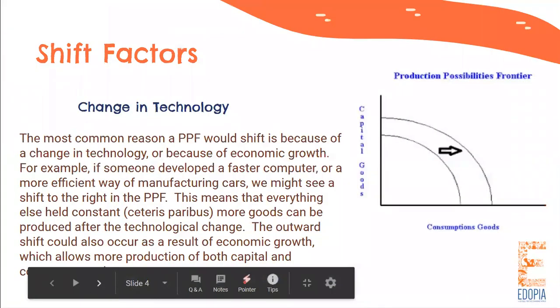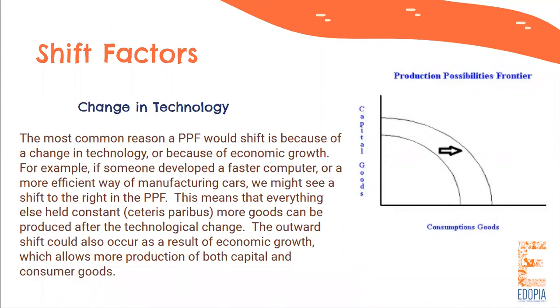Now, as we move further, one of the reasons the production possibility curve can shift outwards, that's the arrow that is showing the curve that we've shifted towards, is an improvement in technology. When there's more technology, or the technology that you already have has become more efficient in production, then your production possibility curve is likely to shift outwards, and the points that were unattainable first can be achieved now. So the outward shift would also occur as a result of economic growth, which allows more production of both capital and consumer goods.